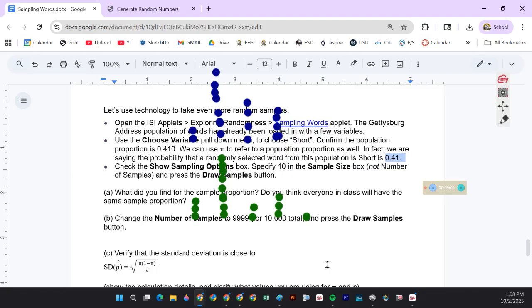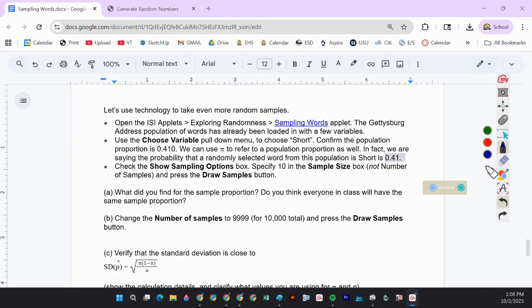So what is that? Where'd my calculator go? So, well, that doesn't make sense. Oh. So yeah, 110. So in the Gettysburg Address, there are 110 short words.